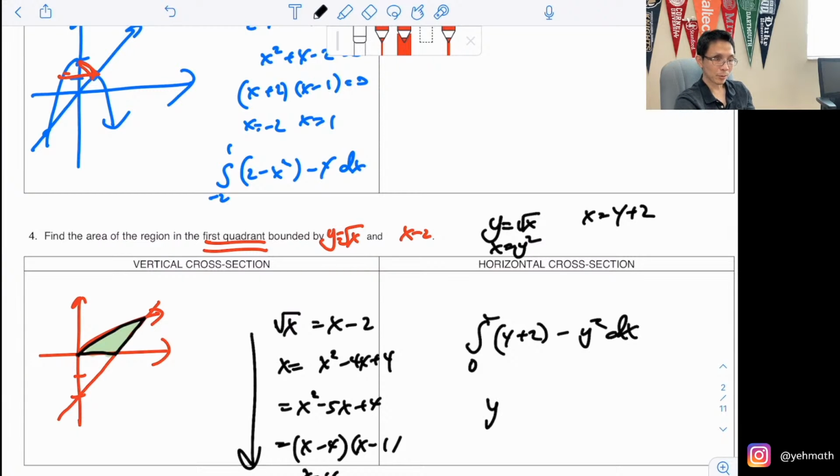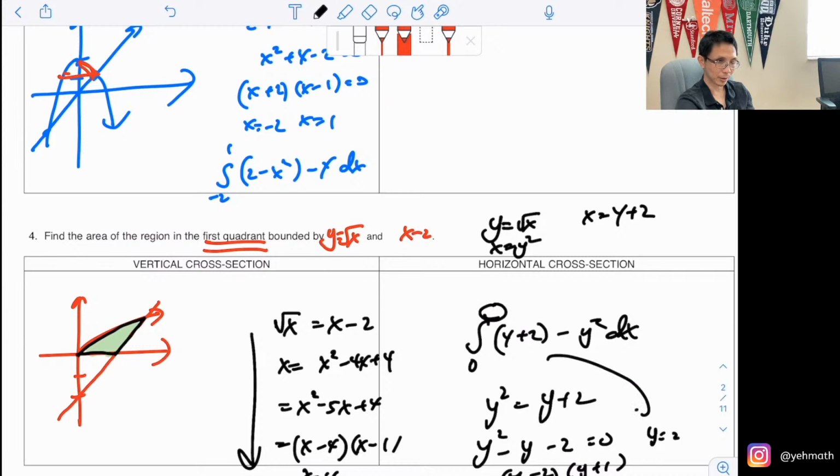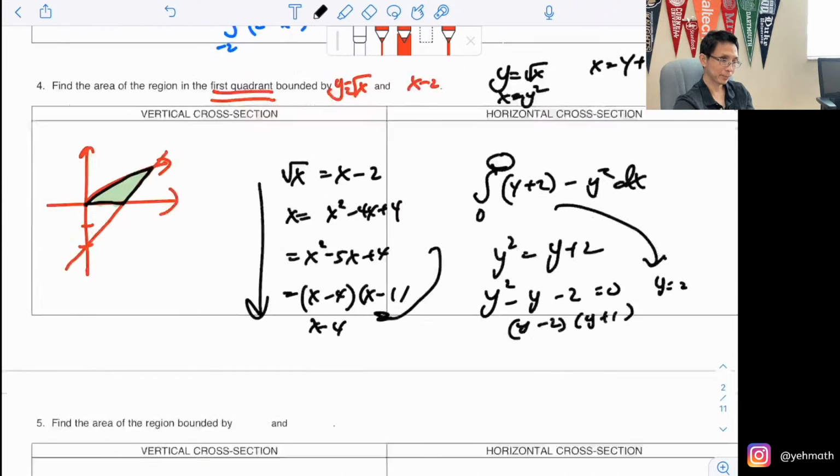The probably best way is y squared equal to y plus 2, because you want a y equal to each other. So y squared minus y minus 2 equal to 0, y minus 2 and y plus 1. So y equal to 2. So 2 is much better, because here you had to go back to solve for y, which only takes a second. Whatever way is the best, do it that way.